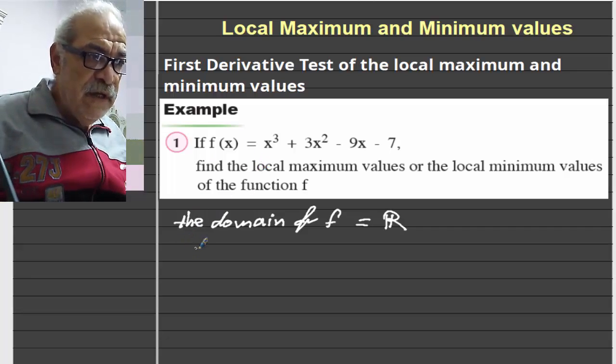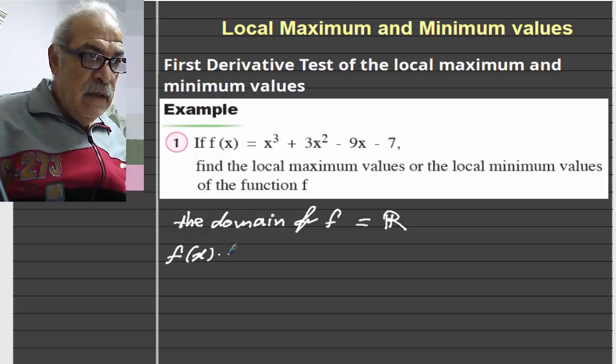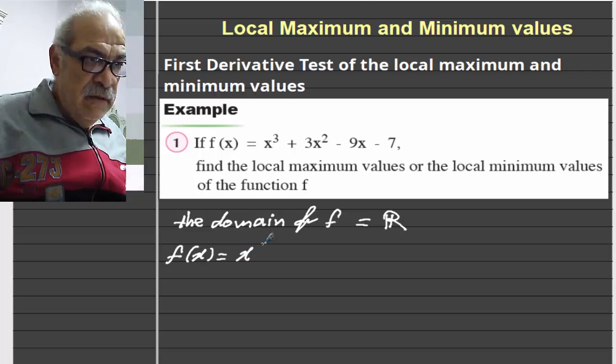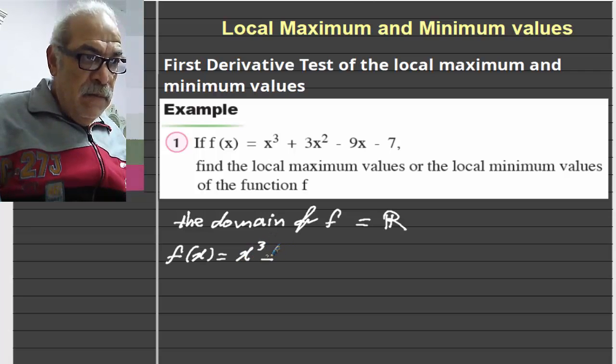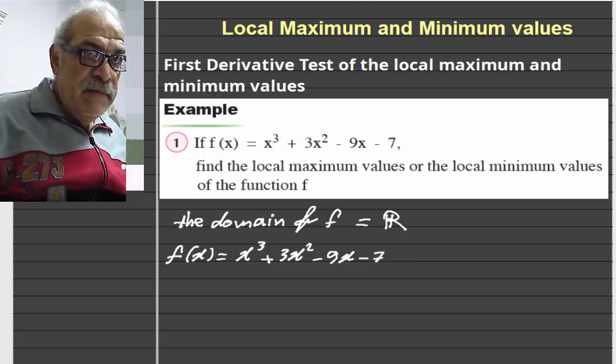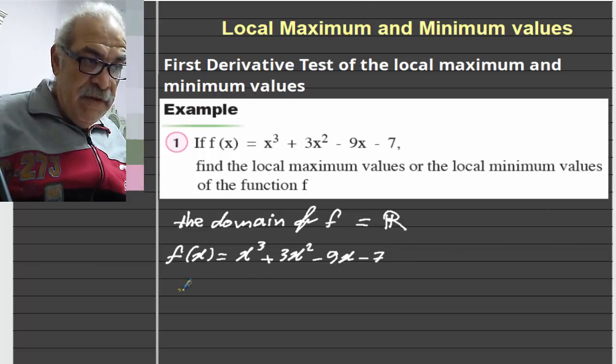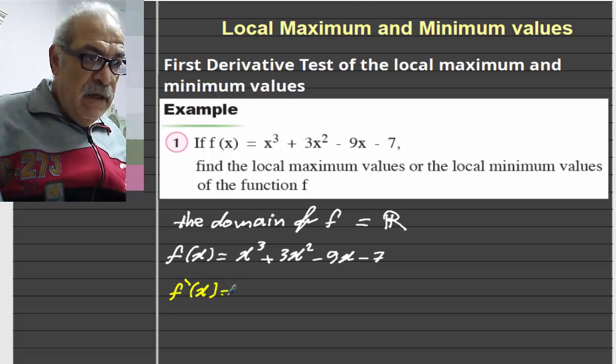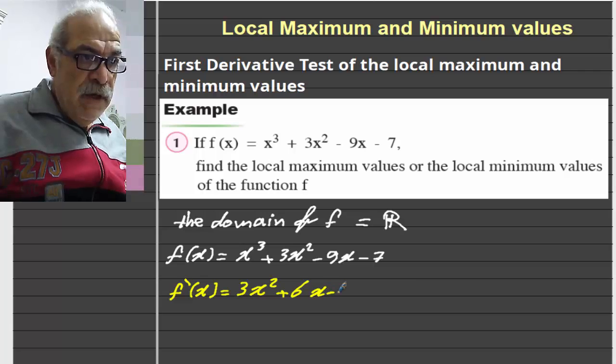We have f of x equals x power 3 plus 3x squared minus 9x minus 7. Then we find f dash. F dash of x equals 3x power 2 plus 6x minus 9.